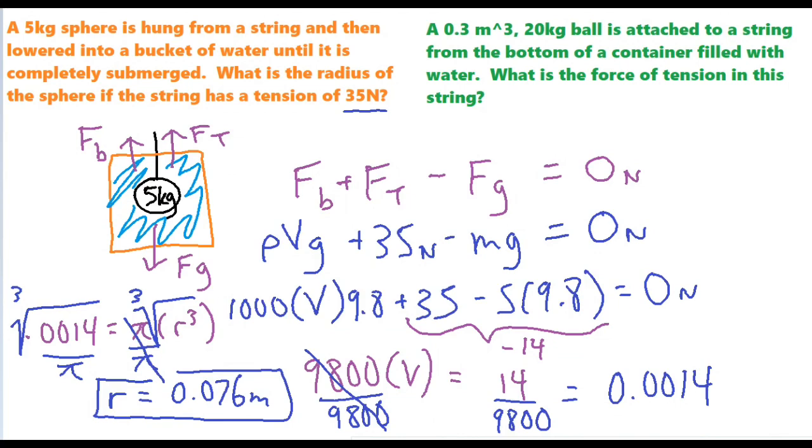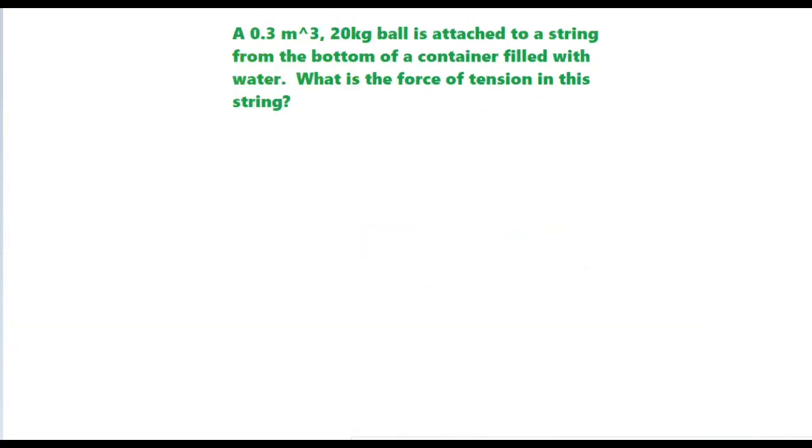Okay, so let's go ahead and clear this work away from our first problem and take a look at our second one. Now for our second problem, we have a 0.3 meter cubed 20 kilogram ball that's attached to a string from the bottom of a container filled with water. What is the force of tension in this string? So for this particular one, we have an object that is trying to float towards the surface, and we have tension that is pulling it downwards.